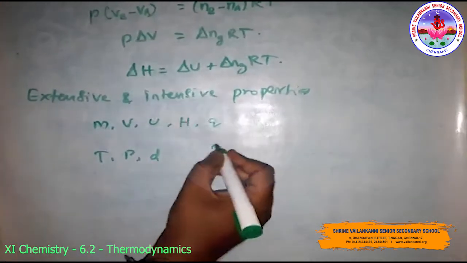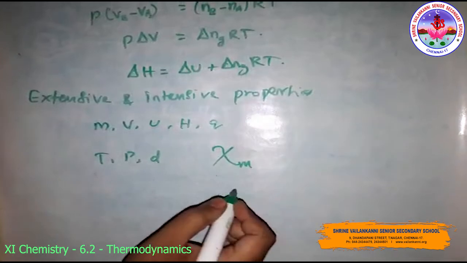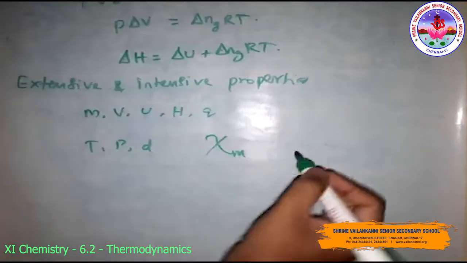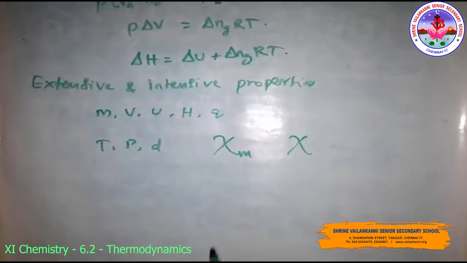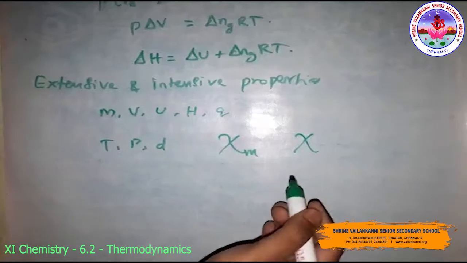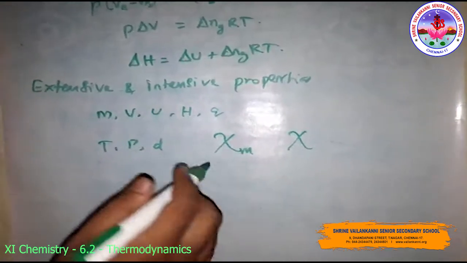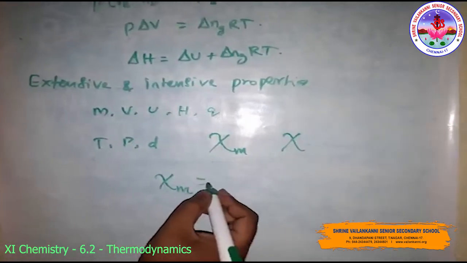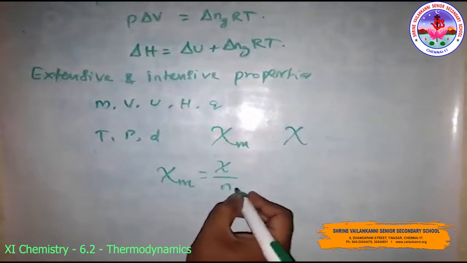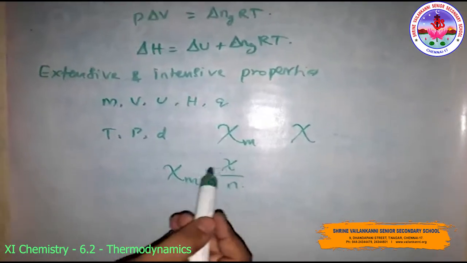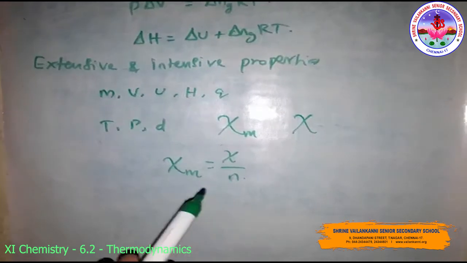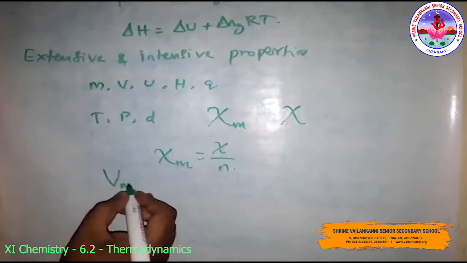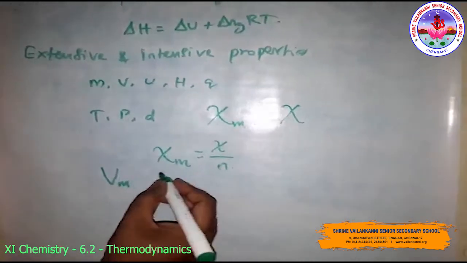Molar properties, simply we can write like this: psi m is the molar property. If the value of the extensive property is psi, the molar property is the extensive property psi of the system for 1 mole of the substance. So if n is the amount of matter, psi m is equal to psi by n, so it is independent of the amount of matter. Other examples are molar volume, Vm, and the molar heat capacity.